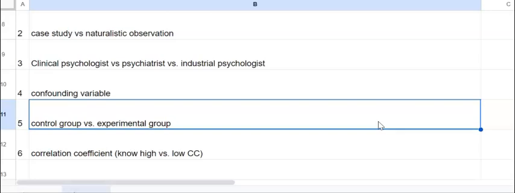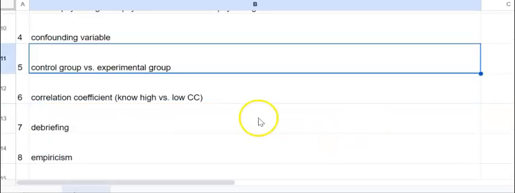So if we're talking about a medication, the experimental group would get the new drug. The control group would get a placebo. If we're talking about Axe body spray, experimental group was Johnny wearing Axe body spray. Control group would have been him wearing no body spray. So the experimental groups get special treatment.